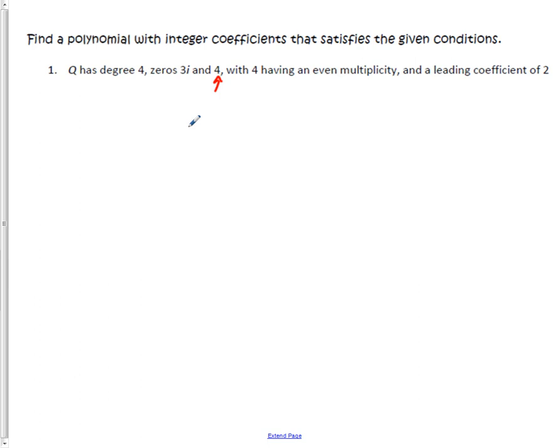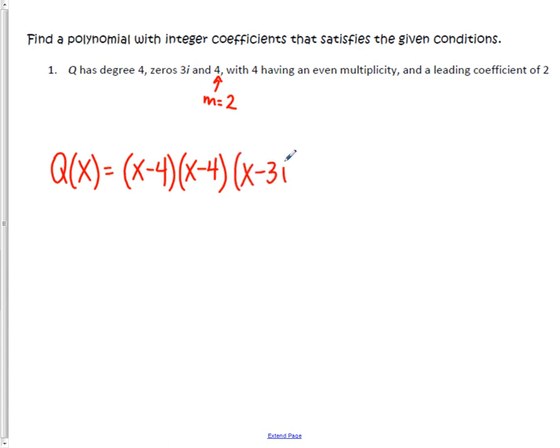Well, the only options to have an even multiplicity with a degree of 4 is either the multiplicity is 2 or 4. And since we know 3i is also a 0, we know that the multiplicity here has to be 2. So if we're starting off, we know that q of x equals x minus 4, and that shows up twice. Then we also know that 3i is a 0, so we know x minus 3i is part of our polynomial. And because of the conjugates theorem, we also know that negative 3i is a 0. So that means x plus 3i is part of our polynomial as well.